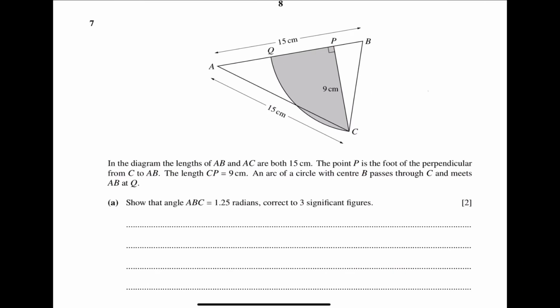Diagram: AB and AC both are 15 centimeter. The length of AB and the length of AC are both 15 centimeter. Then CP is 9 centimeter.